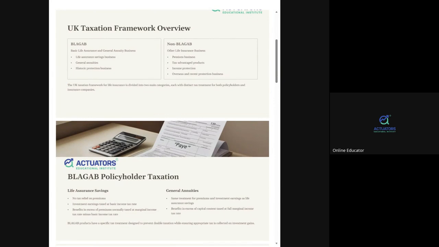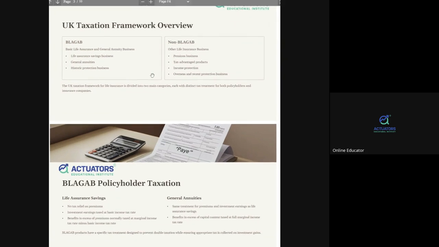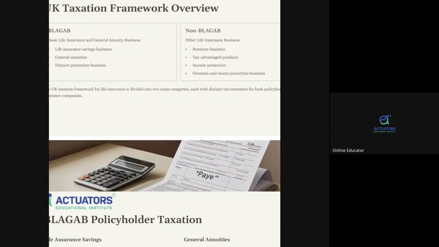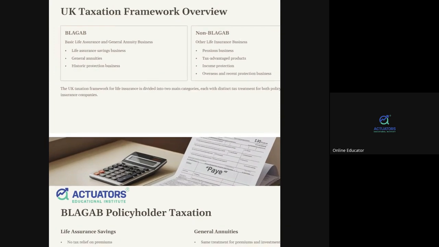Should we start with this then? Yeah. So we talked about two bases, right? We talked about an I minus E system of taxation. We talked about a trading profit basis of taxation. Now in the UK, these two methods are primarily used for life insurance taxation. The way of determining what business gets taxed on what basis is basically this. What happens in the UK is that you try to classify all the life insurance business into two categories. The first one is called BLAGAB, which is basic life insurance and general annuity business. And everything that is not BLAGAB is basically non-BLAGAB, right?